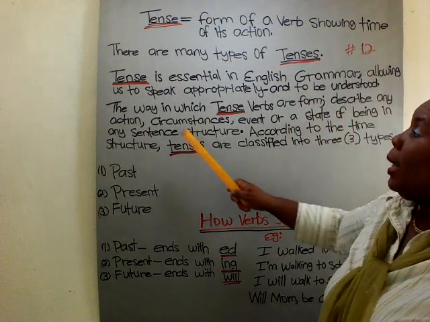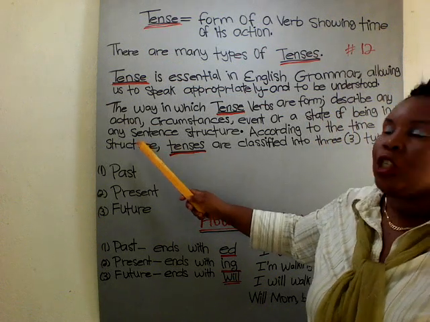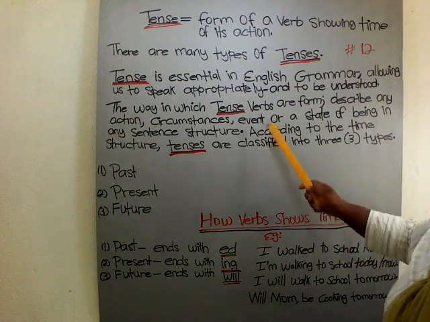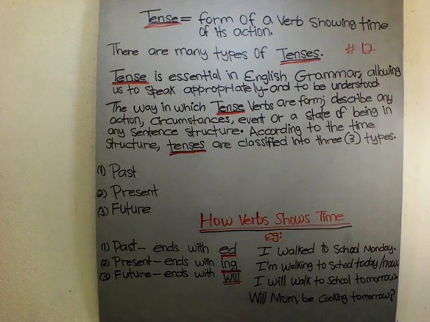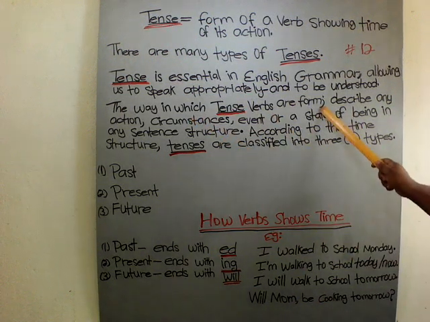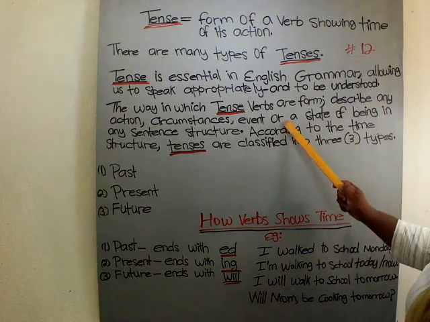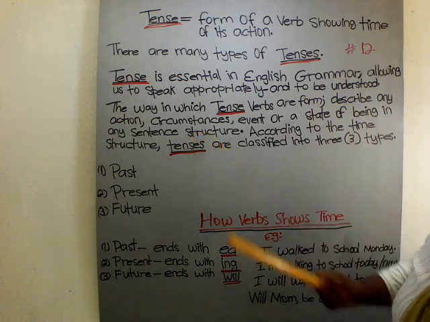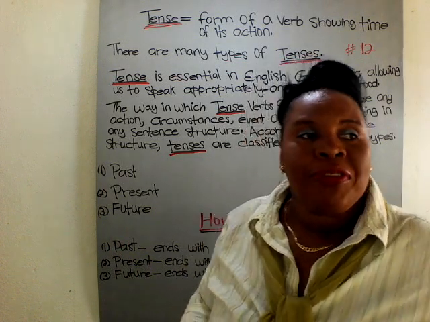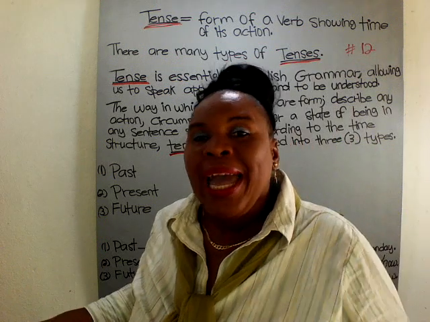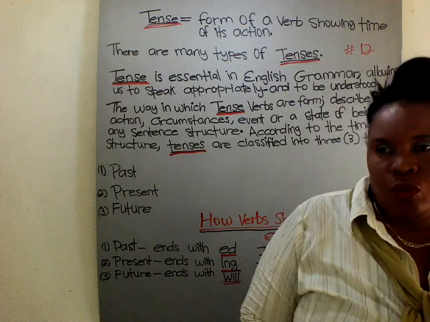Alright? The way in which tense verbs are formed describes any action, circumstance, event, or state of being in any sentence structure. So if within the structure of the sentence the verb isn't in the right place, the sentence will not make any sense, or it is hard to be understood.